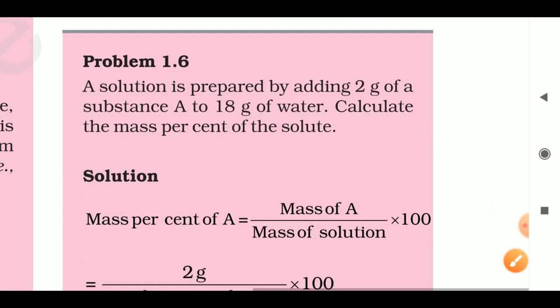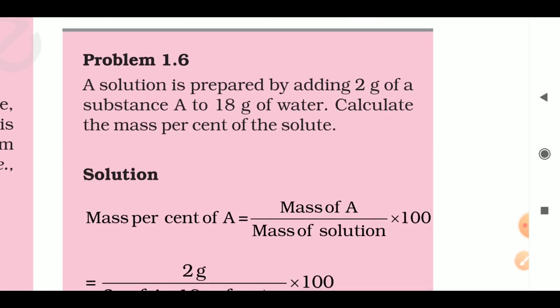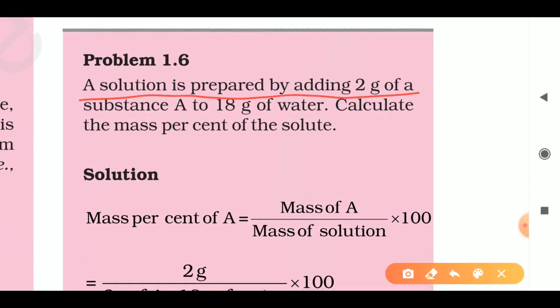Now here is a numerical in which a solution is prepared by adding 2 gram of substance A in 18 gram of water. Calculate the mass percentage of the solute. Solute means A. What is the mass percentage of solute A in the given solution? Two things are given here: 2 gram of substance A is the solute and water is the solvent. The amount of solvent is 18 gram and the amount of solute A is 2 gram.